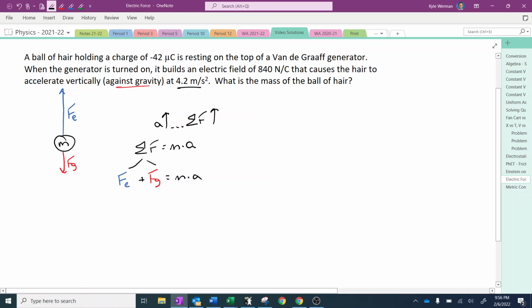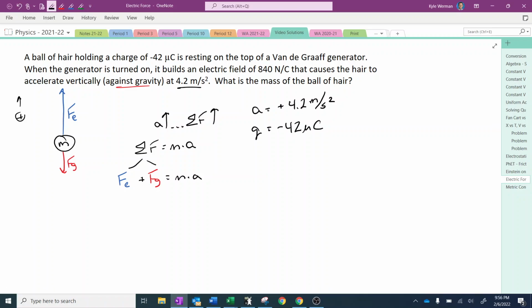What else is given in this problem? So like most problems, we're going to identify what we know in this problem. Well, we know what a is. a is upward at 4.2 meters per second squared. We'll assume up is the positive direction. They tell us this 42 microcoulomb. Well, that is a q, a charge of negative 42 microcoulomb. Now, anytime we're going to use charge, we always want to be in units of coulomb.